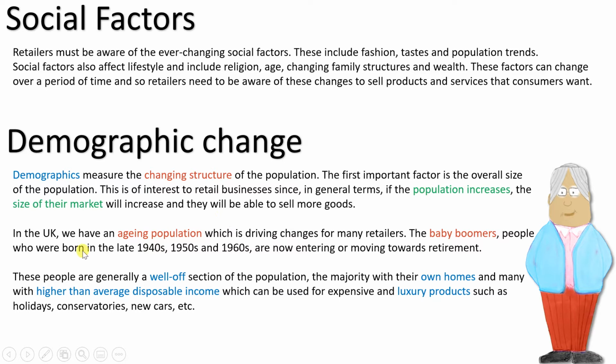In the UK, we have an ageing population, which is driving changes for many retailers. The baby boomers, people who were born in the late 1940s, 50s and 60s, are now entering or moving towards retirement. These people are generally a well-off section of the population, the majority with their own homes and many with higher than average disposable income, which can be used for expensive and luxury products such as holidays, conservatories, new cars and so forth.